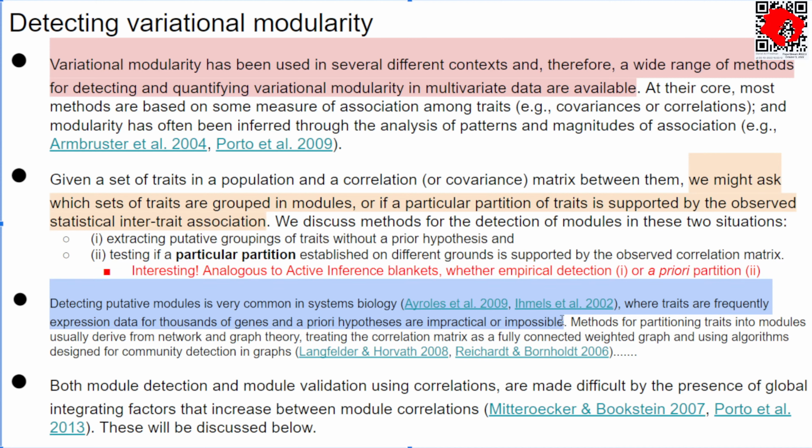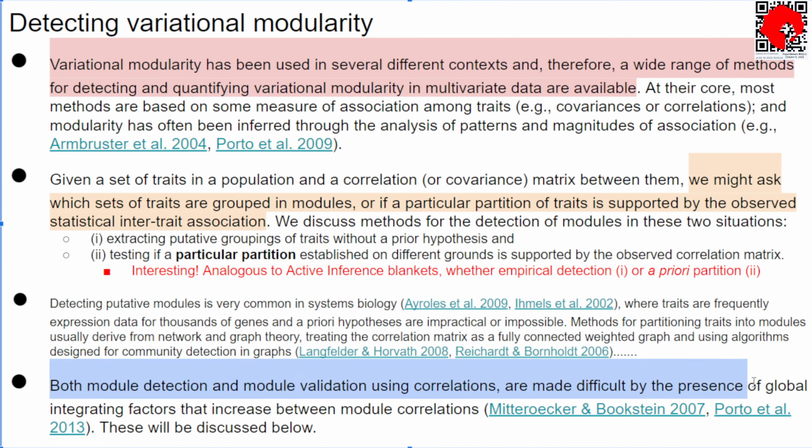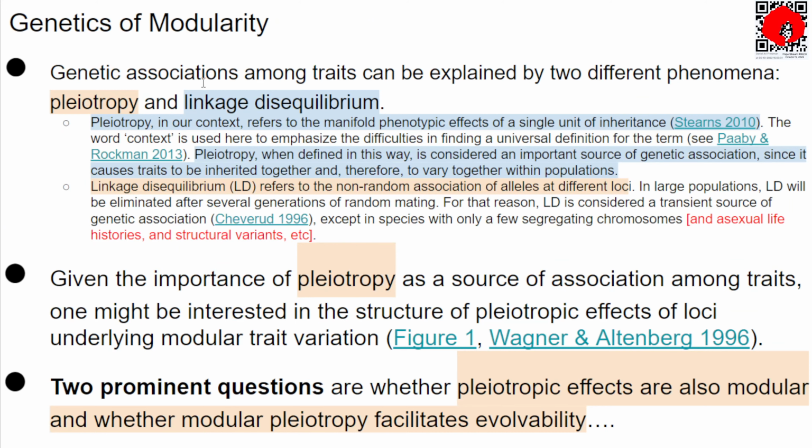There still needs to be a statistical test for whatever it is RNA-seq measurements are providing. Both module detection and module validation using correlations are made difficult by the presence of global integrating factors that increase between module correlations. So now they're going to continue discussing it.